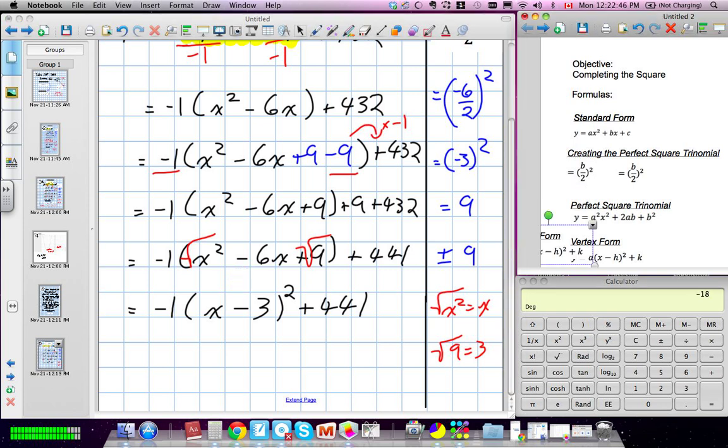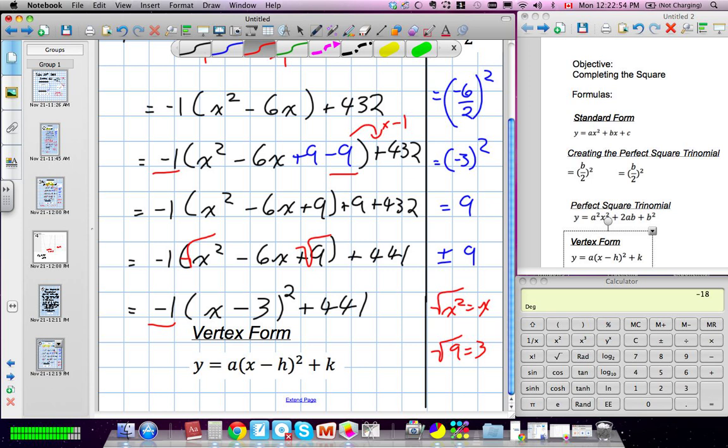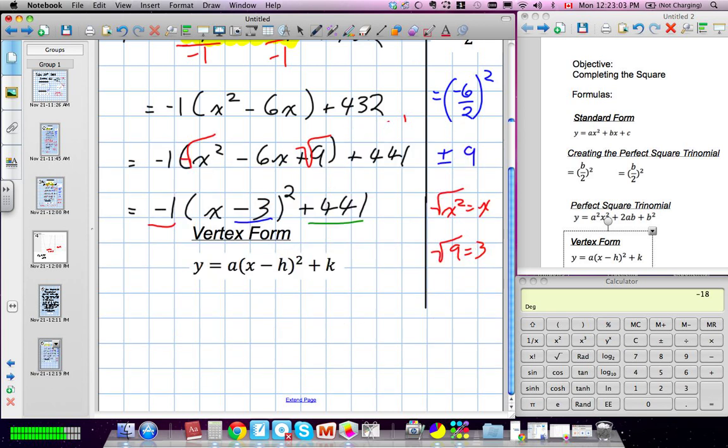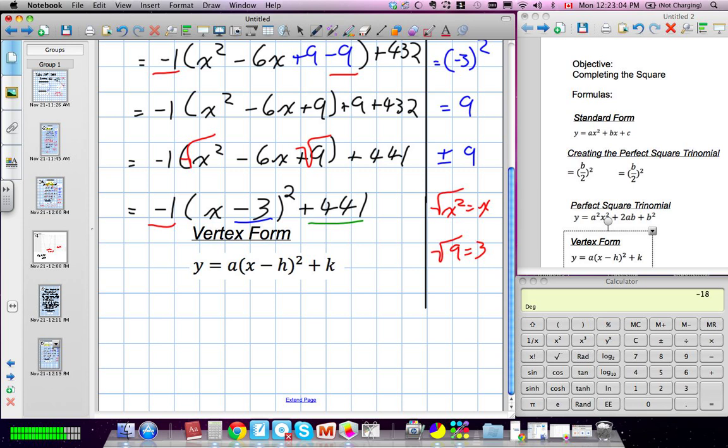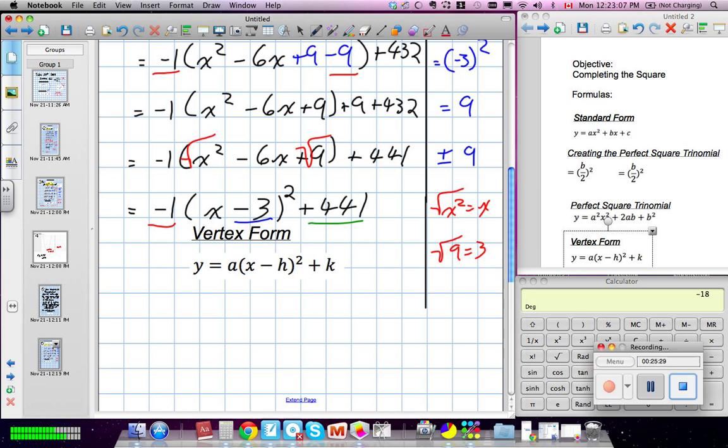So, because we're in vertex form, I now have an A value, which is -1, an H value, which is 3, and a K value, which is 441. So, as a rough sketch, we're going to do a rough sketch of this now. We'll get a graph up. All right, so let's take a look at this now.